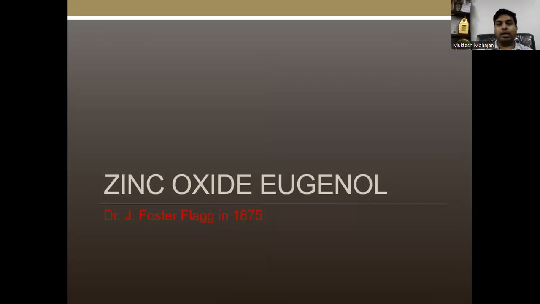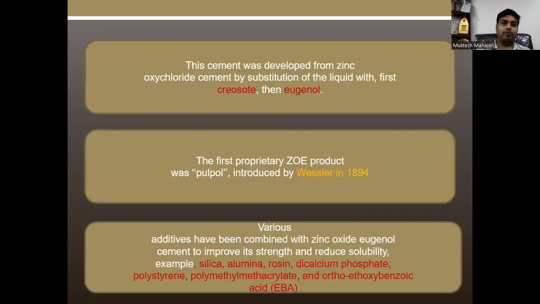Third one, the zinc oxide eugenol, given by Dr. J. Foster Flagg in 1875. This cement was developed from the zinc oxychloride cement by substitution of the liquid, first with creosote and second with eugenol. The first proprietary ZOE product, the commercial product, was Pulpdent, introduced by Wessler in 1894. Various additives have been combined with zinc oxide eugenol cement to improve its strength and reduce solubility.